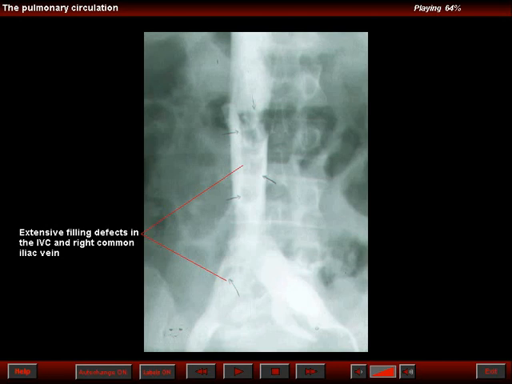If the patient is not to have surgery, anticoagulation also should be used immediately, or some sort of a fibrinolytic product to try to dissolve extensive thrombi in the inferior vena cava and pelvis.